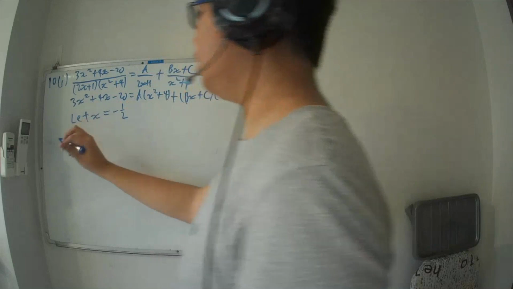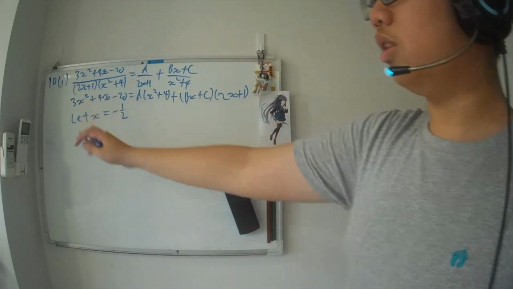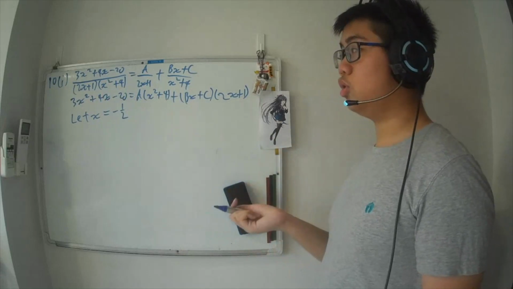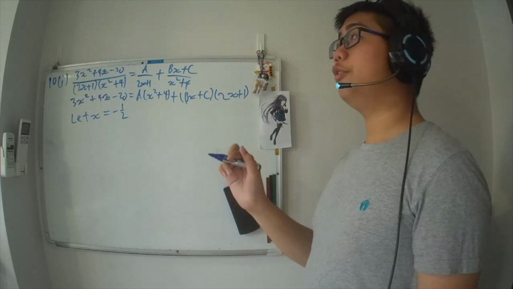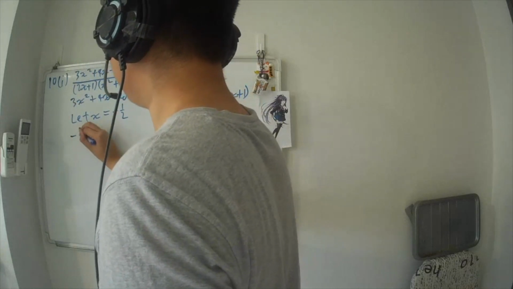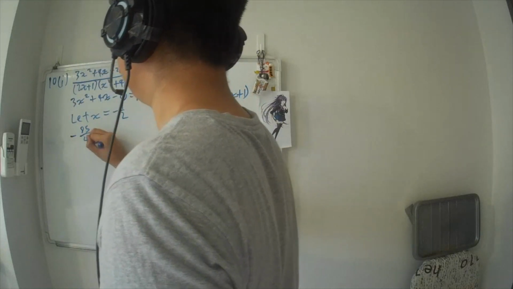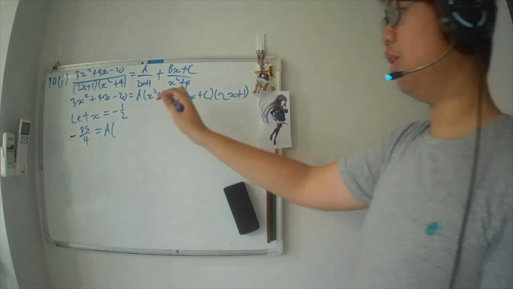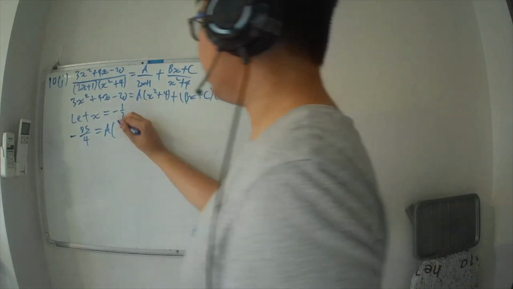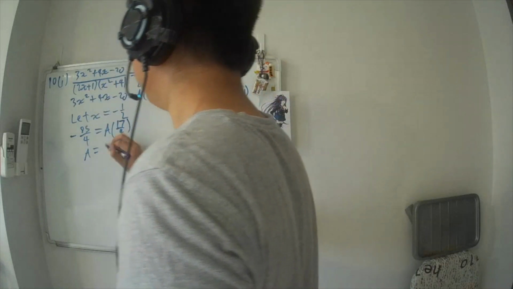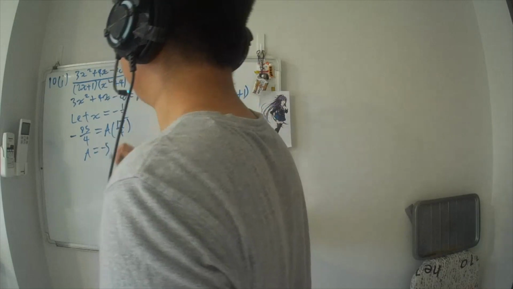So let's see. This is negative half, this is quarter, 3/4, this is minus 2, minus 20. So minus 22 plus 3/4, 88 over 4. Okay, so then negative 85 over 4 is equal to a times, then this is half, so square, quarter. So this is 17 over 4. And then therefore a is equal to negative 5.